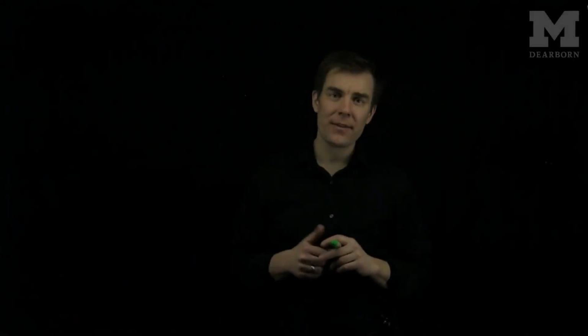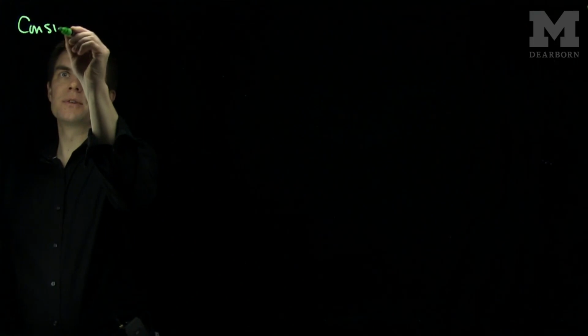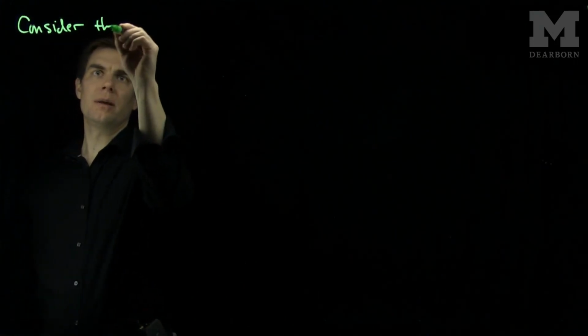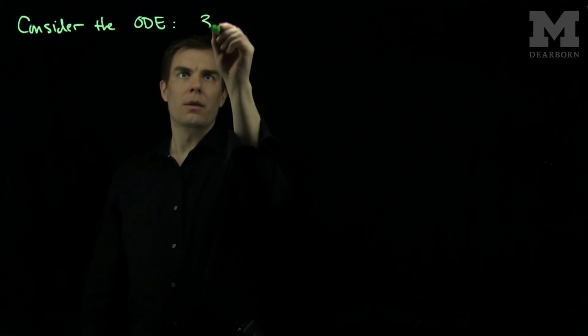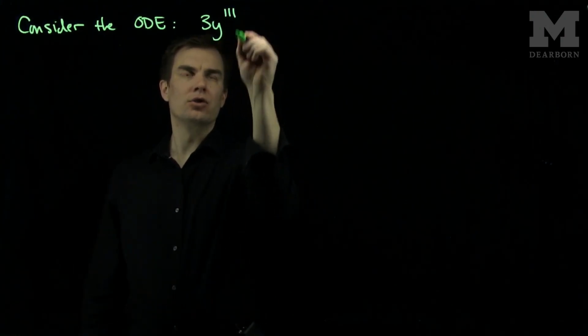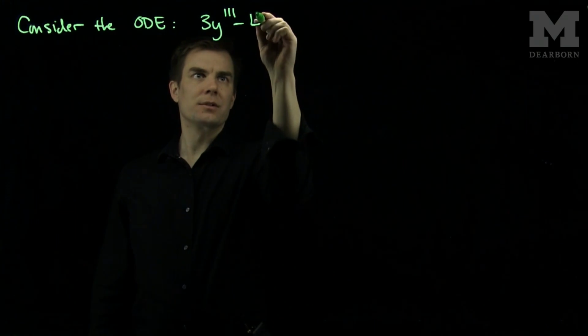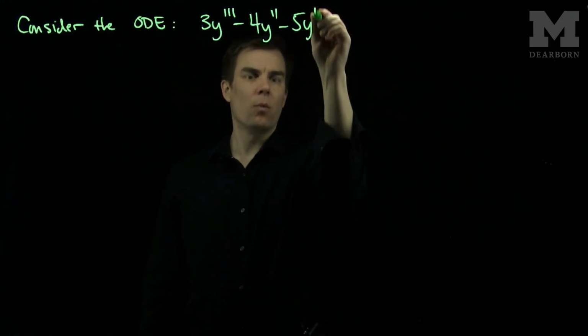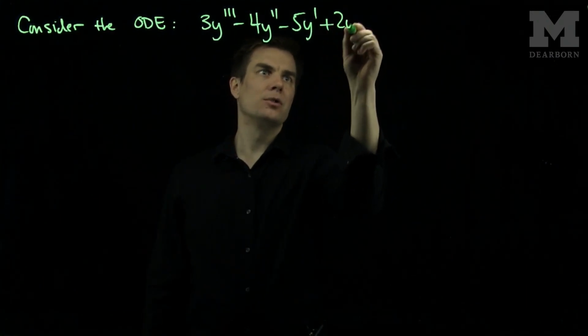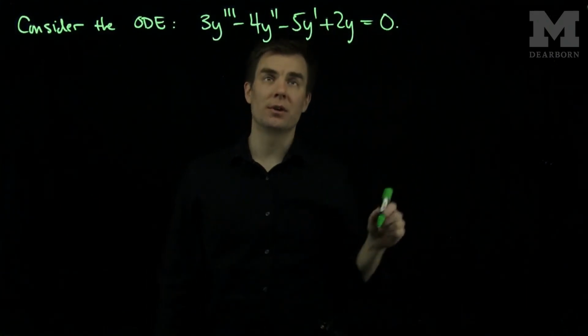Hello students, in this video we'll see an example of how to use the rational root theorem to solve a constant coefficient differential equation with integer coefficients. So let's consider the following example. Let's consider the ODE 3y''' - 4y'' - 5y' + 2y = 0.